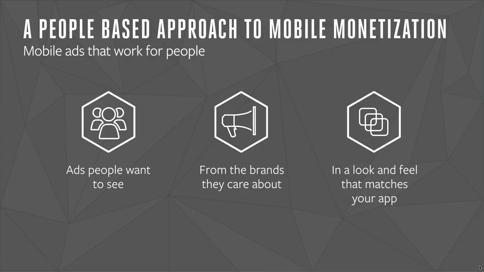So as the video just touched on, the Audience Network enables you as a publisher to show your users Facebook ads that are relevant to them from brands that they're interested in. It also allows you to match those ads to the look and feel of your app so that you're creating a seamless experience for your users. And we know that's at the top of your mind as app developers. So how does this work?